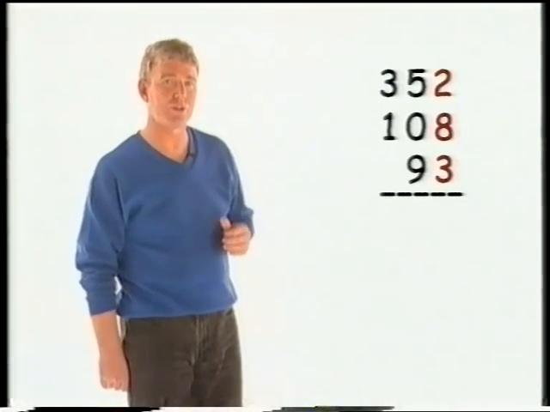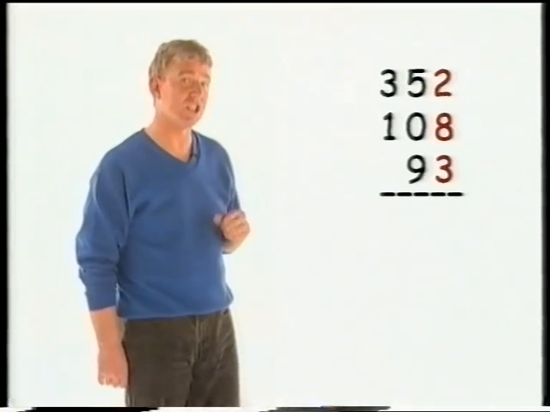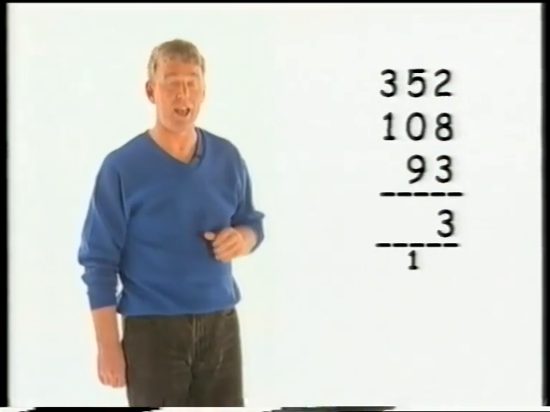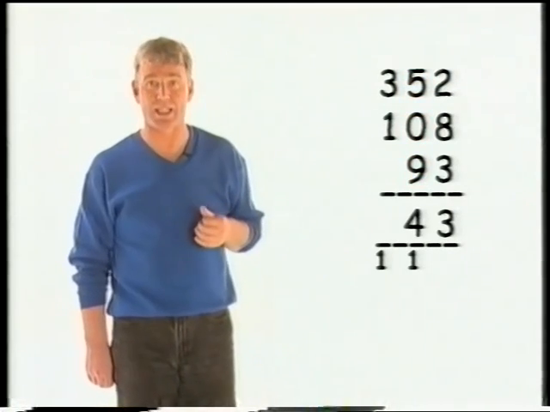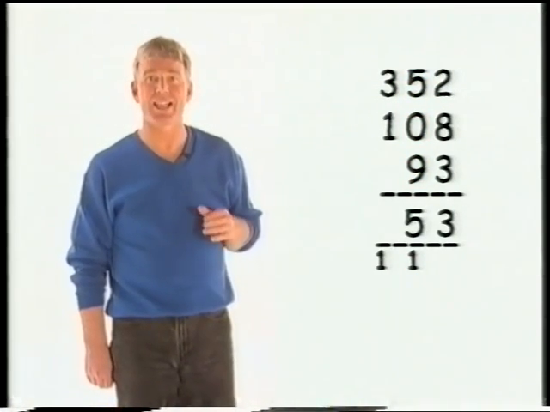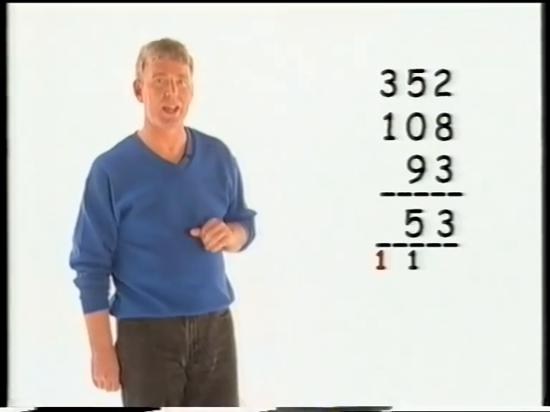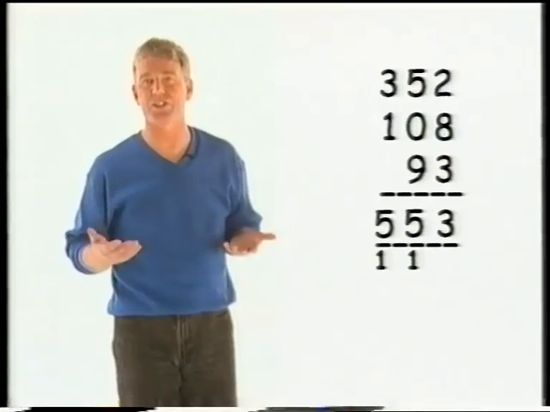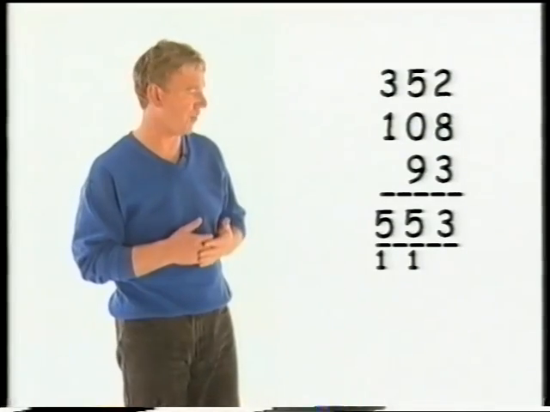Now here's how to do it by the written method. 2, 3 and 8 is 13. That's 3 units, carry 1 ten. 5 and 9 is 14. Add 1 is 15. 5 tens, carry 100. 3 and 1 is 5. So the answer is 553.